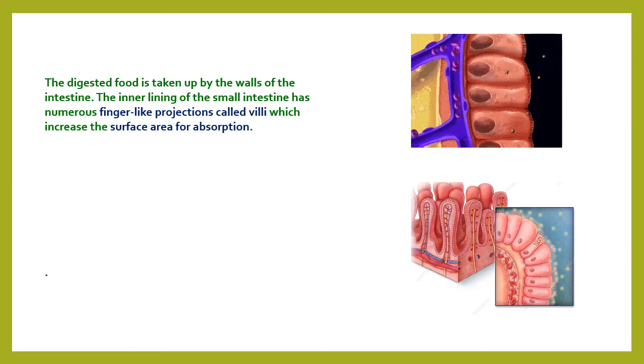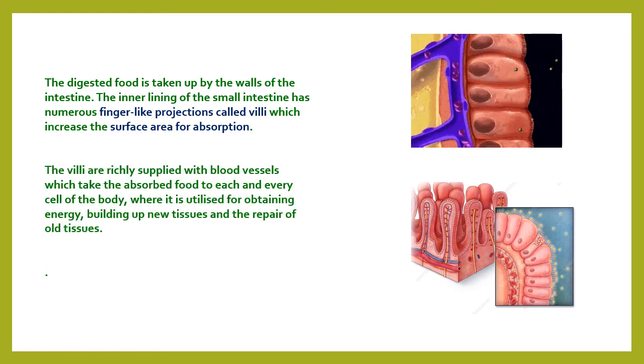The digested food is taken up by the wall of the intestine. The inner lining of the small intestine has numerous finger-like projections. They are called villi. That increases the surface area of absorption. Here you can see, if you see here the diagram of the villi present in the small intestine, so what do you notice? The surface area of the small intestine is increased क्योंकि वो coil form में होते हैं. So the presence of these villi increases the surface area.